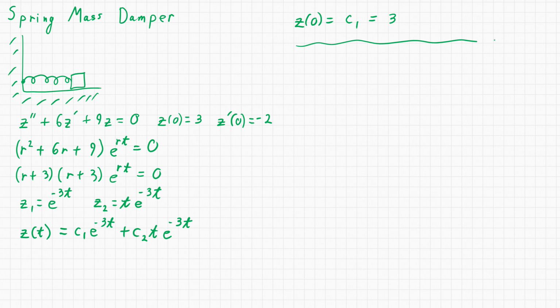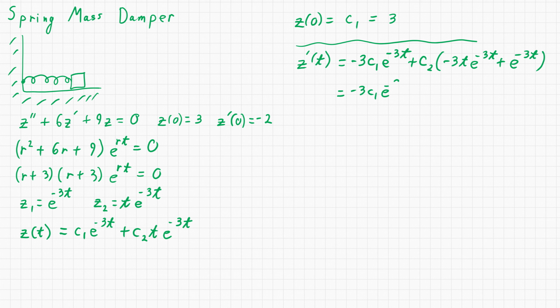All right, well then we do have to compute z prime of t to evaluate the second initial condition. So that one ends up being, let's see, negative 3 c1 e to the negative 3t. Then we have to do a product rule on the next one, so c2 times t e to the negative 3t. Then we get a minus. Oh, sorry, the minus was the first one there. Minus 3t e to the negative 3t plus e to the negative 3t. Right, the t turned into a 1 on the second term in the product rule. All right, well, that's negative 3 c1 e to the negative 3t.